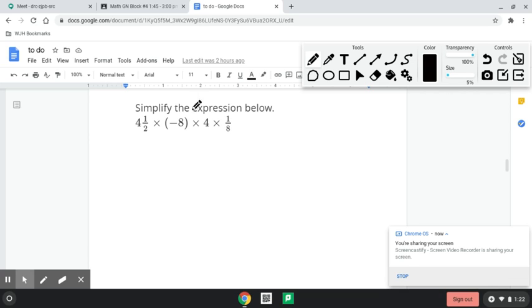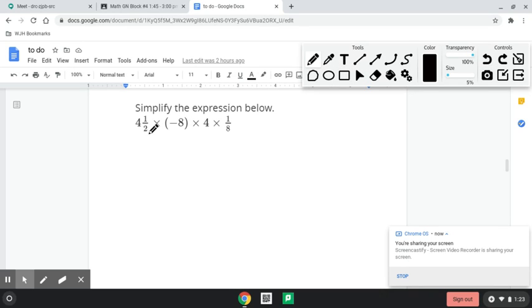Okay, simplify the expression below. 4 and 1/2 times -8 times 4 times 1/8. So to take it really easy, we're just going to go one part at a time. We're going to focus on the first two, and then we'll get to the other stuff later.